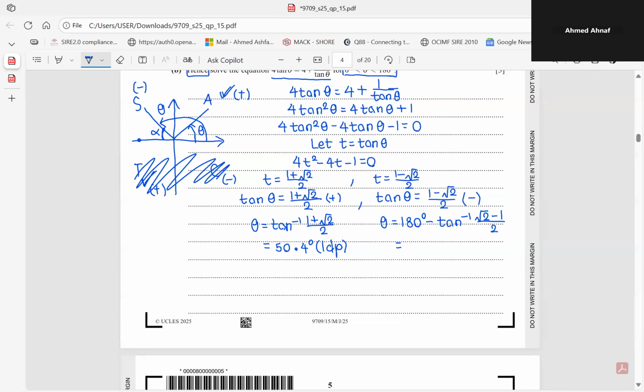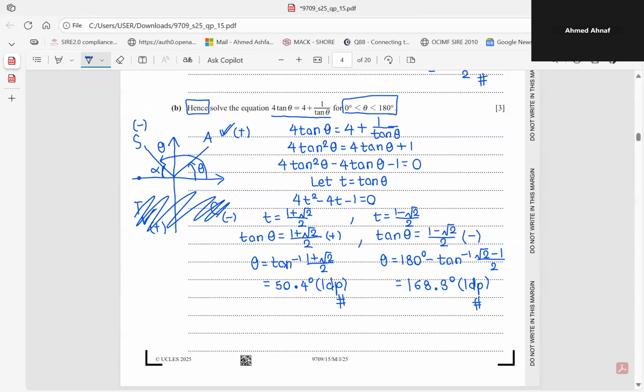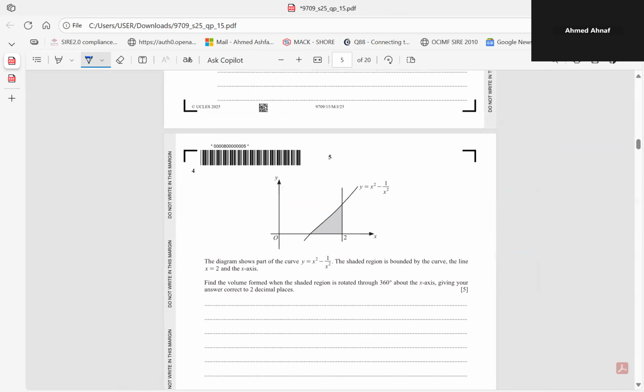Okay, so see if it's positive. Okay, it is. So 180 minus that, you will get 168.3 degrees to 1 decimal place. So these two are our final answers for this question. And if you want to, again, check your answers, just substitute the exact values back into this equation on both sides and see if both sides match. So without further ado, let's head on to the next question.